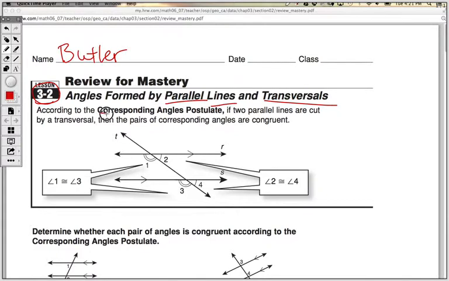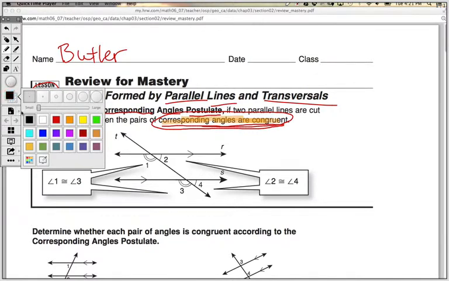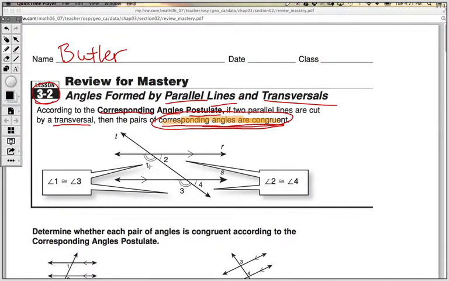So according to the corresponding angles postulate, if two parallel lines are cut by a transversal, then the pairs of corresponding angles are congruent. That's it. That's our kicker. That is the important stuff. So matching angles, angles in the same location, are going to be congruent. So we got this one here and this one here, both in that bottom left position. 2 and 4 in the bottom right position are congruent.